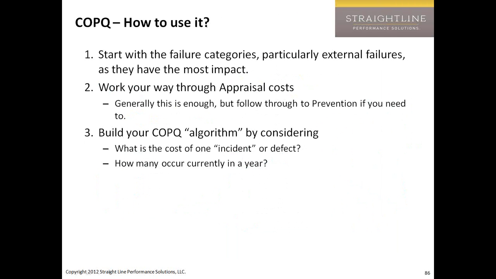Okay, so how do we do this? How do we use the cost of poor quality? Well, I like to first of all start with the failure categories. If I'm thinking about this in my project, remember it's generally in the define phase. Somewhere in the define phase we're doing the cost of poor quality. I like to think about where are the areas that we're actually having external failures, and then I work my way into internal failures. Okay, so I start with the failure categories, and only then do I start writing down what all the appraisal costs are.